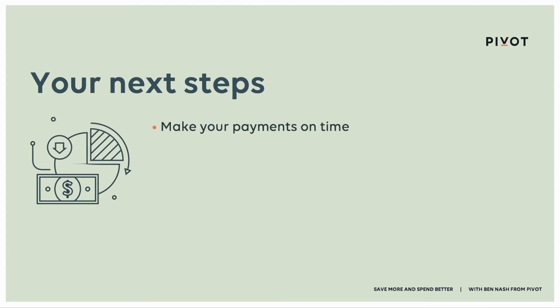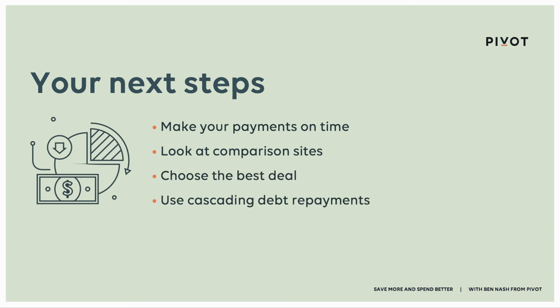The first thing you need to do, make sure that you're making all of your payments on any existing debt on time so that you've got a good credit record with your existing providers. Then look at comparison sites, and I'm going to post a couple of links below this video for different comparison sites where you can look at the balance transfer offers of all of the major banks and all of the credit providers. Then choose the best deal, and then you can use what's called cascading debt repayments to actually pay off your debt faster once you've made the balance transfer.